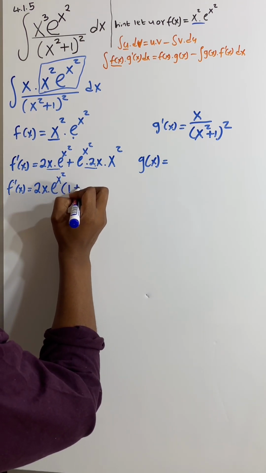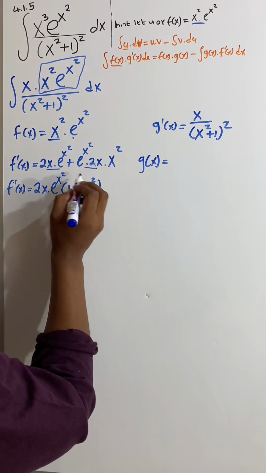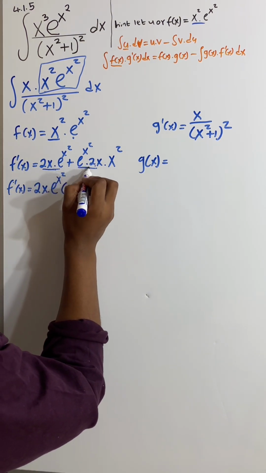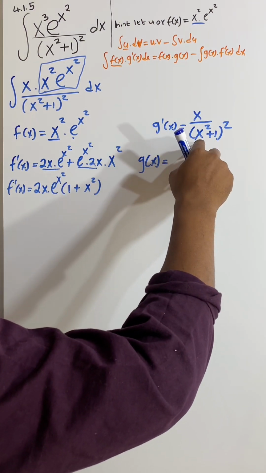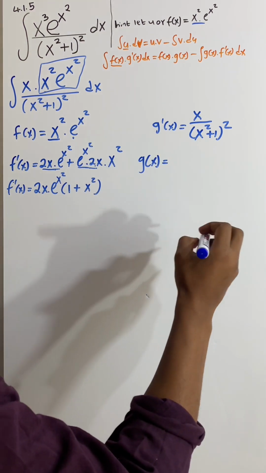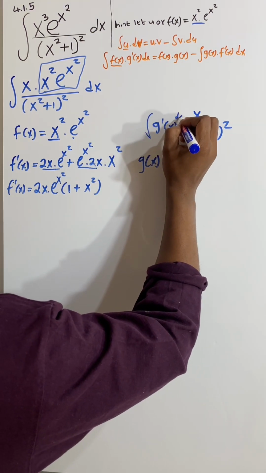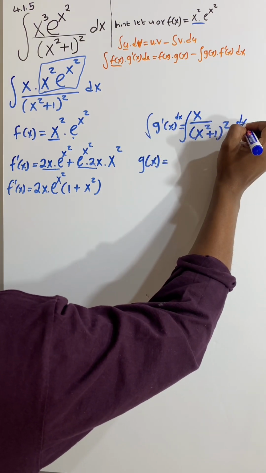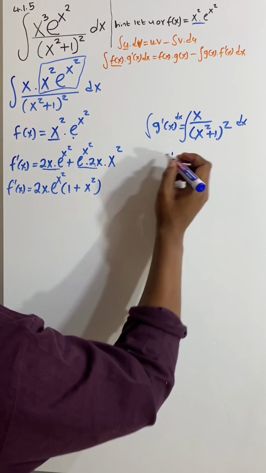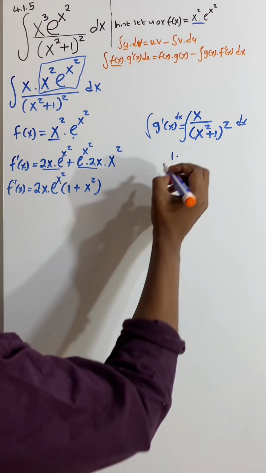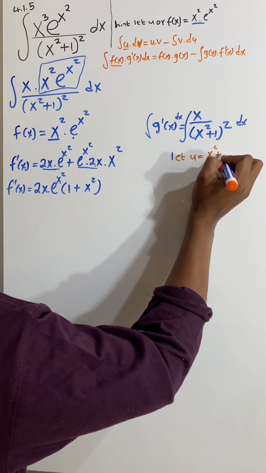So we have 1 plus x squared as the remainders after taking these two as our common factors. So now we have to integrate the g prime of x so that we can get g of x. So let's see, integrating that, we have to let u equal x squared plus 1.